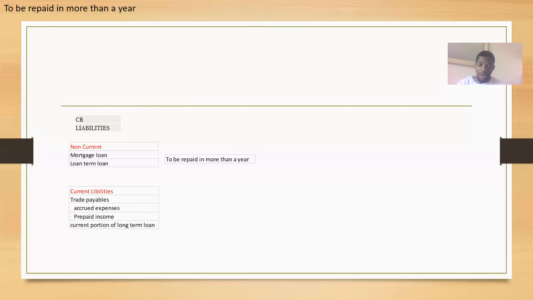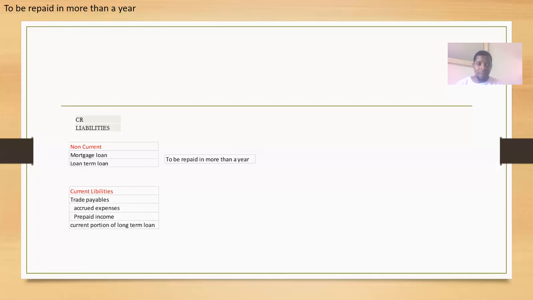That is also good. Prepaid income, this is a situation whereby someone has paid you, but you have not provided the service. So prepaid income becomes a current liability in the sense that you owe this person a service or you have to refund them their money. So prepaid income is a liability.